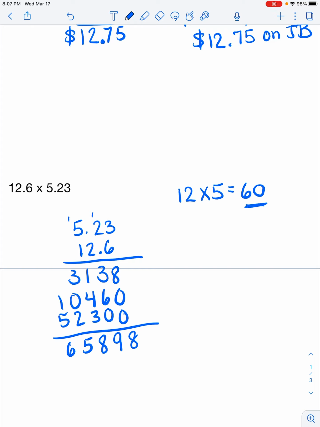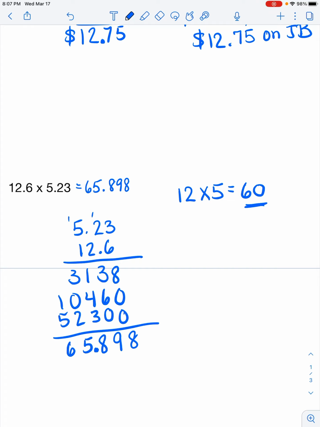Our estimate is 60. Where is the only place that you can put the decimal point so that your answer will match 60? And that is between the 5 and the 8. And so your answer is going to be 65.898, or 65 and 898 thousandths.